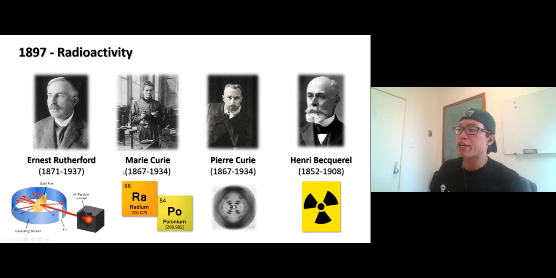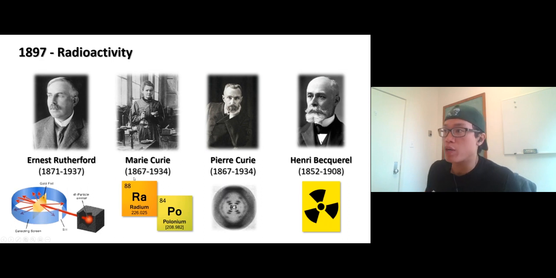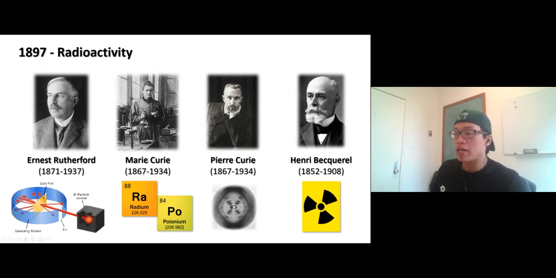Marie Curie, when she started her career, didn't know what the radioactivity was, and later she discovered radium and polonium. Pierre Curie, Marie Curie's husband, was a pioneer of X-ray crystallography, magnetism, and radioactivity. And last, we have Henri Becquerel. He's the one who discovered radioactivity. And some of these scientists shared the Nobel Prize.